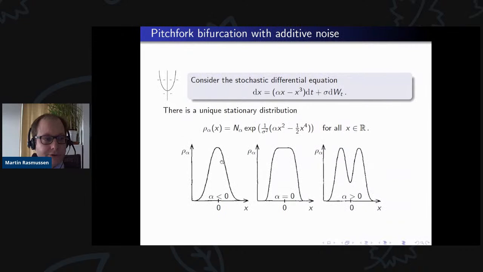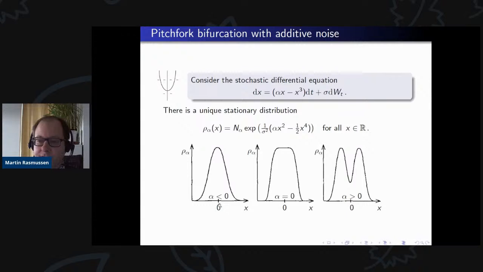And now we do the same as before. We can look at the statistical perspective. We get the existence of a unique stationary distribution, which is given here by this one-dimensional density. And maybe not so surprisingly, the shape of this density looks like this.